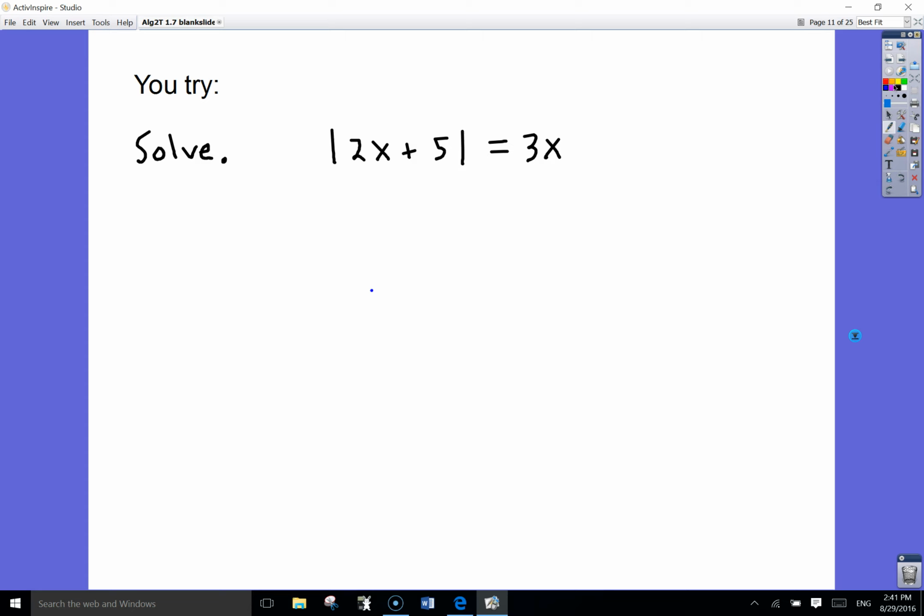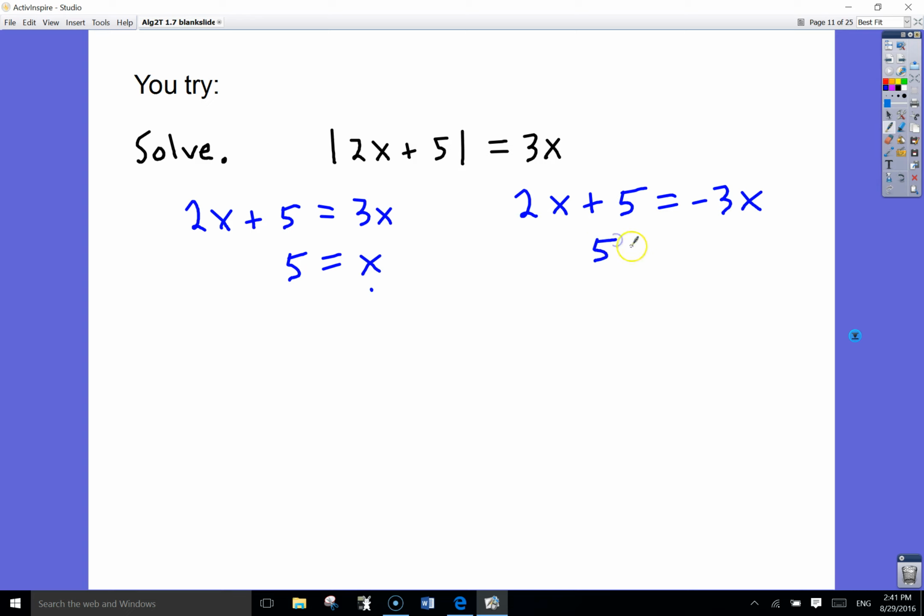This is 2x plus 5 equals 3x. 2x plus 5 equals negative 3x. Subtract 2x, we're going to get 5 equals x. Subtract 2x, we're going to get 5 equals negative 5x. So x equals negative 1. And that's an or. So one or the other.